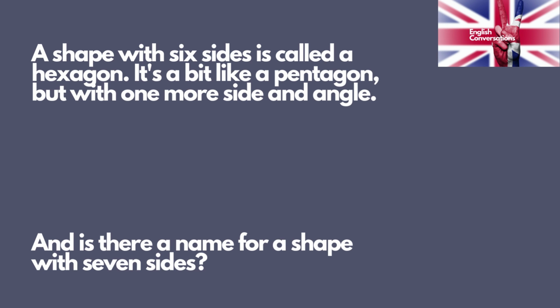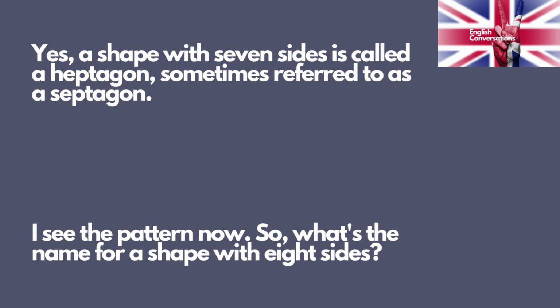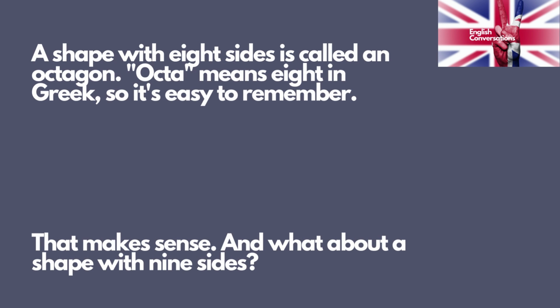And is there a name for a shape with 7 sides? Yes, a shape with 7 sides is called a heptagon, sometimes referred to as a septagon. I see the pattern now. So, what's the name for a shape with 8 sides? A shape with 8 sides is called an octagon. Octa means 8 in Greek, so it's easy to remember.